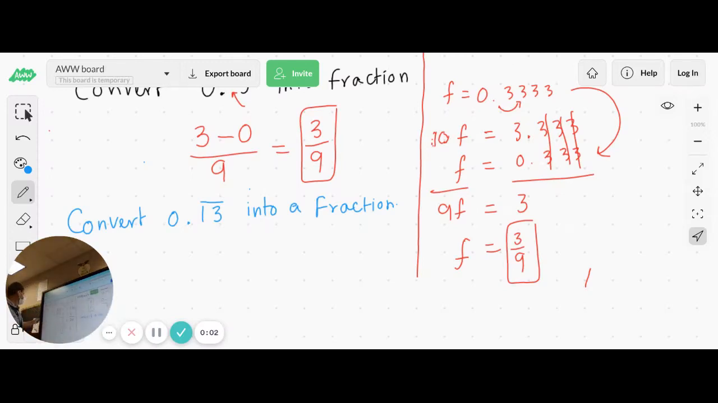So let's do the next question so that we can get an idea.